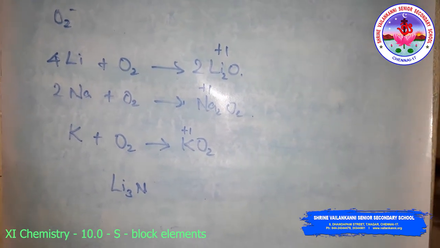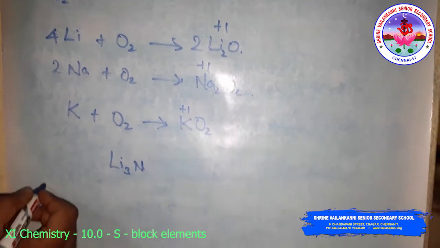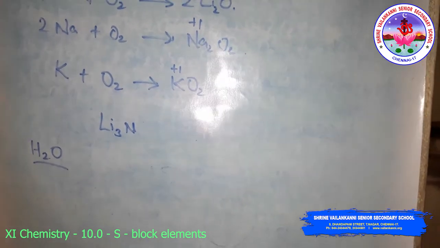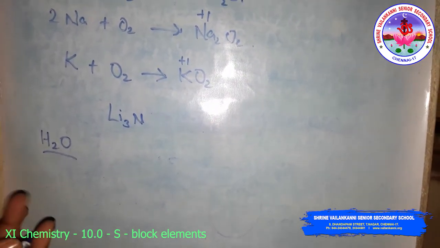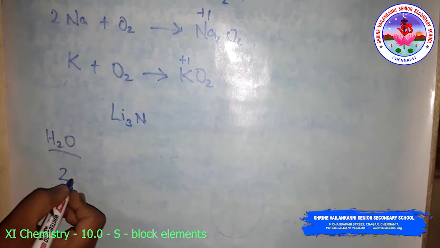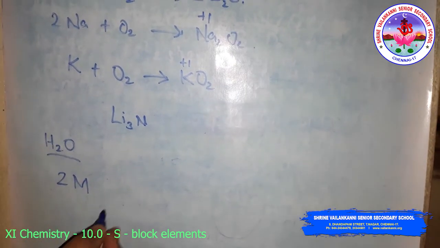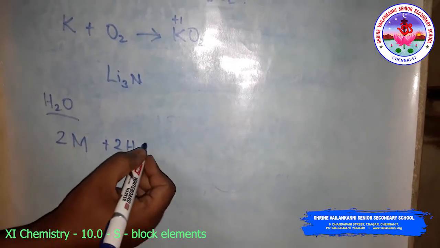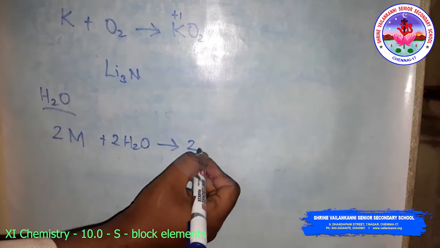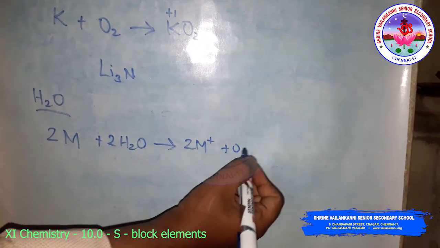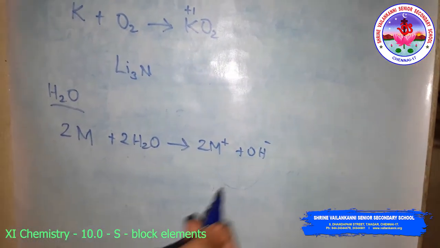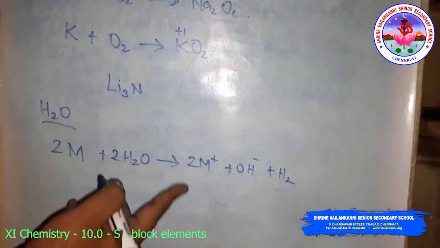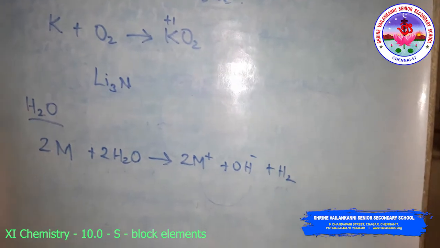Okay. Then reactivity towards water. The alkali metals react with water to form hydroxide and dihydrogen. For example, 2 moles of metal, M indicates any alkali metal, react with water to form hydroxides, and hydrogen gas is evolved. For example, sodium reacts with water to form sodium hydroxide and hydrogen gas is evolved.